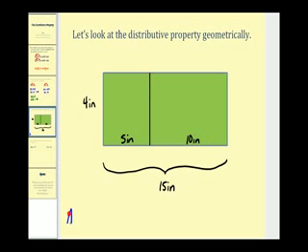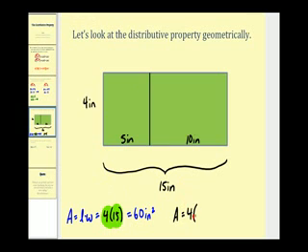We know the area of a rectangle is length times width. So this larger rectangle has the dimensions of 4 inches by 15 inches, which means the area would be 4 times 15, or 60 square inches. Now just to illustrate the distributive property, we could take this product here, which represents this area in green, and write it as 4 times 5 plus 10 instead of using 15.